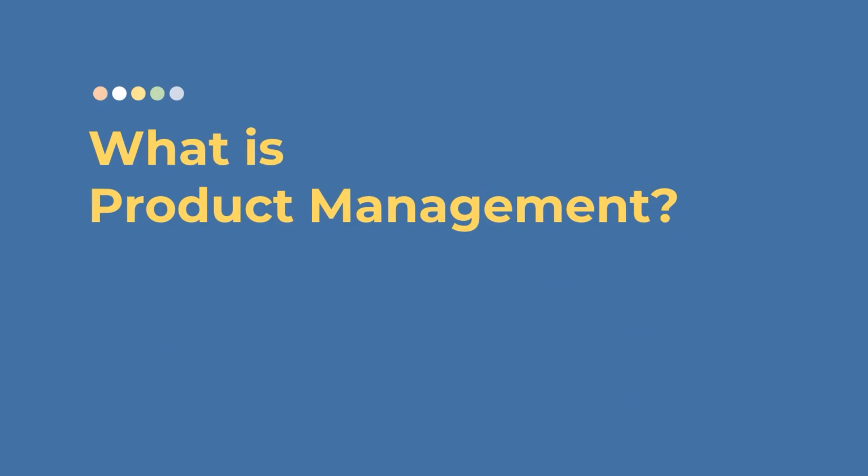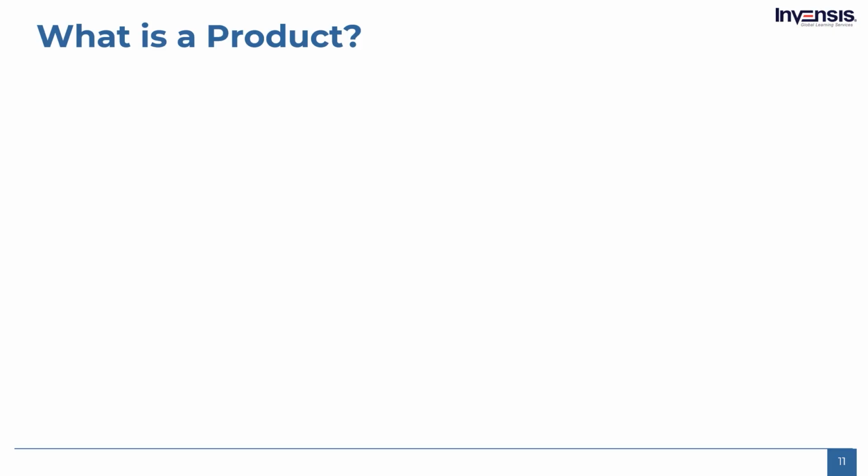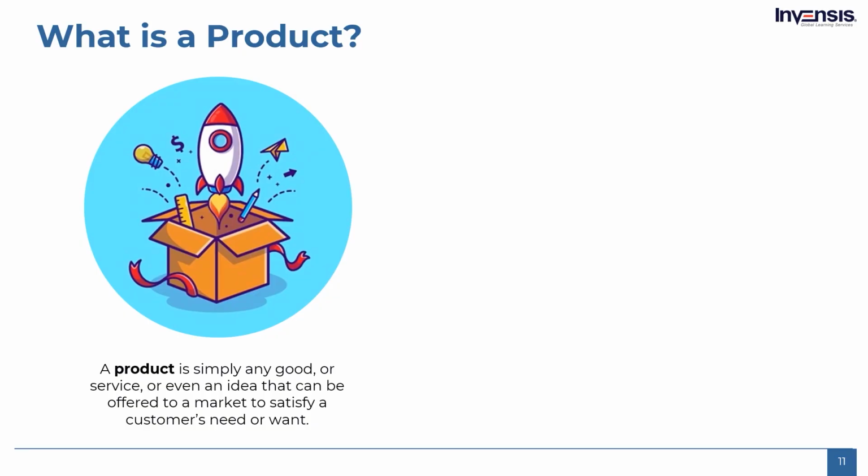Product management is an ever-evolving field, and it stands on the shoulders of giants. So, it might be a little late to ask this question. But what exactly is a product according to you? A product is simply any good, or service, or even an idea that can be offered to a market to satisfy a customer's need or want. This definition might seem simple, but there is a lot more to a product than its at-first-glance attributes, and what the customer thinks they are paying for.